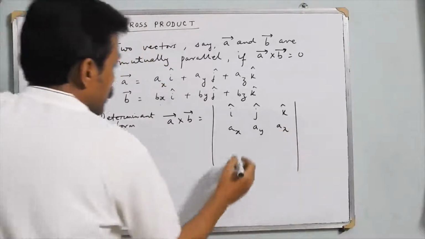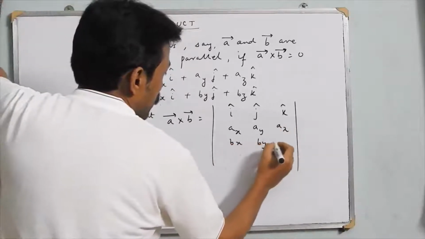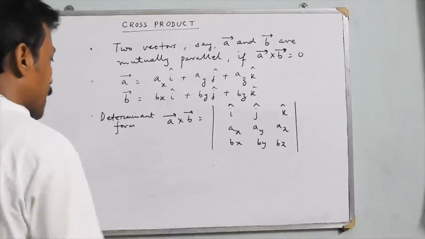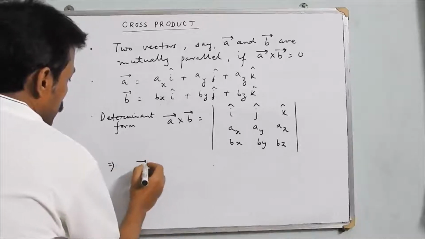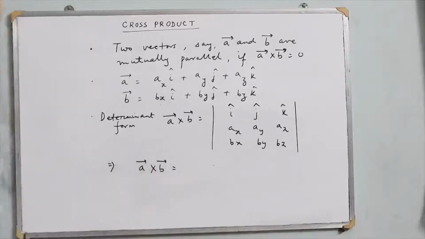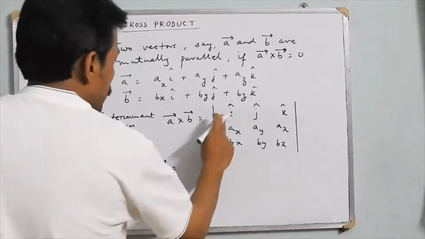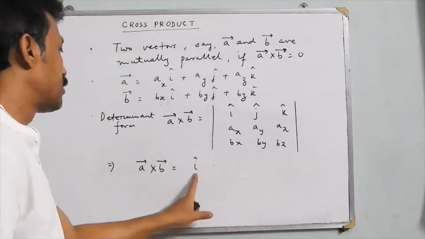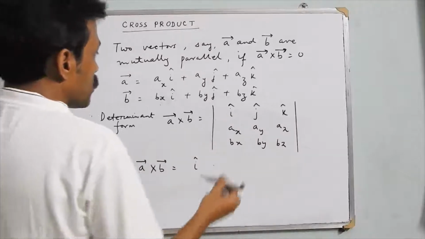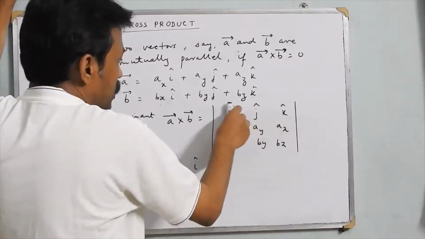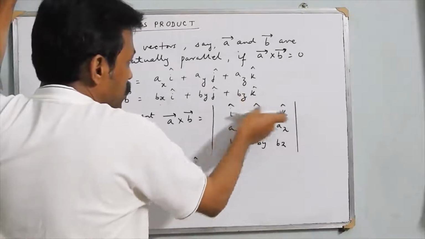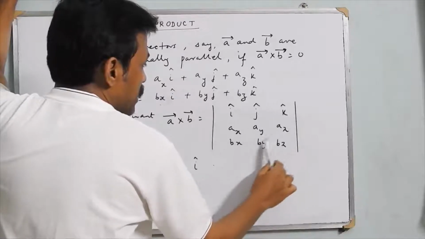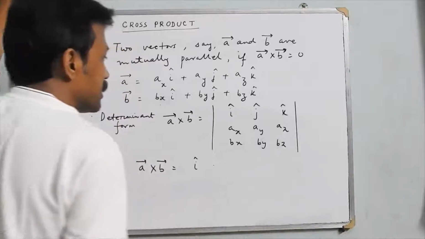Then we will write for B, that is bx, by, bz. Now, from here on, for i hat, you will take positive. You will take alternately positive and negative. For i hat, you take positive i hat. You have to close the row corresponding to i hat and the column corresponding to i hat. If you close the row and column corresponding to i hat, you are left with these four values, that is ay, az, by, bz, and you have to cross multiply and subtract.